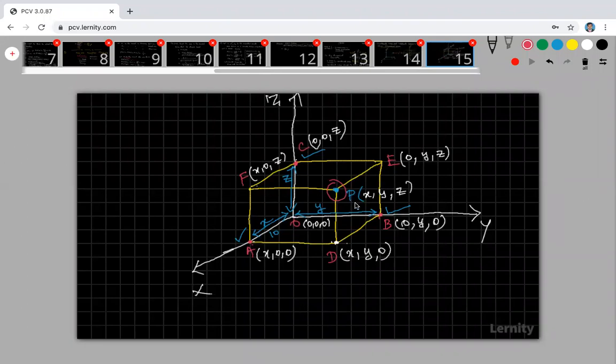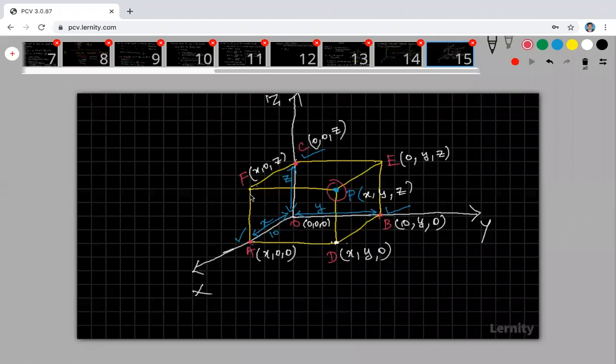Yeah. So look at my Pth point. This point has x distance, y distance, z distance. What is my x distance? That means how far this point is from the origin along the x-axis, that is my x coordinate.